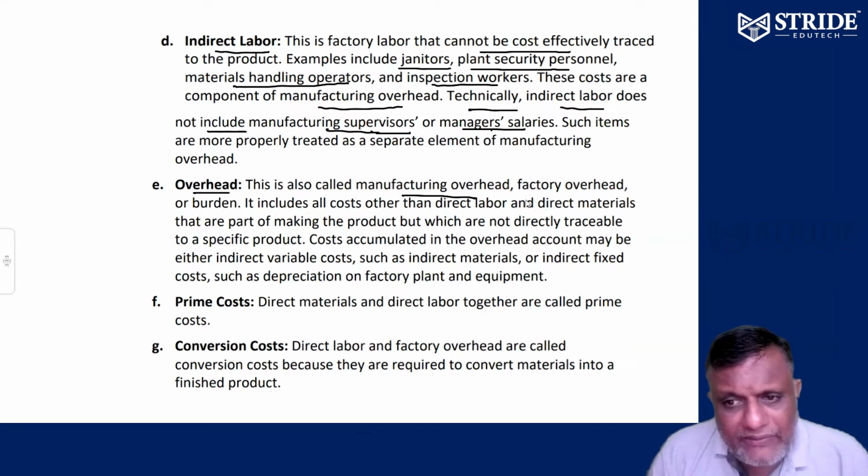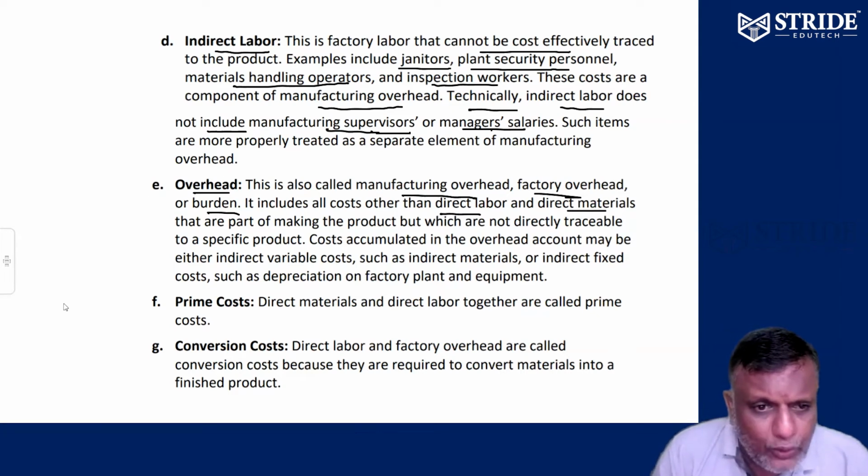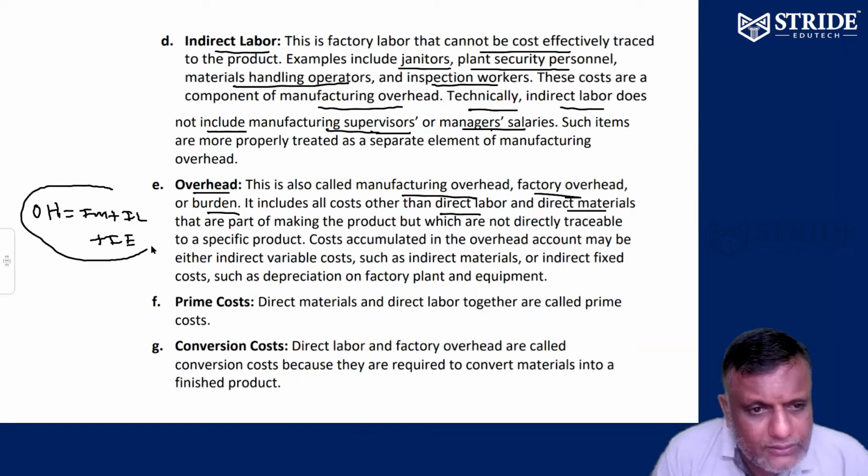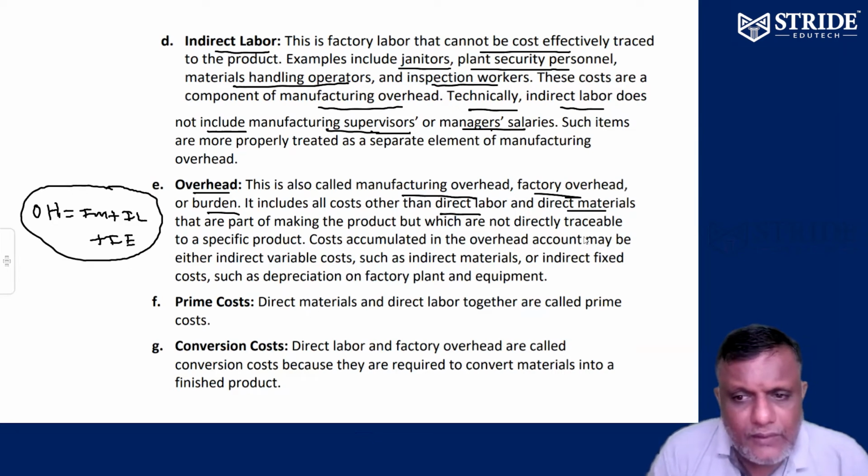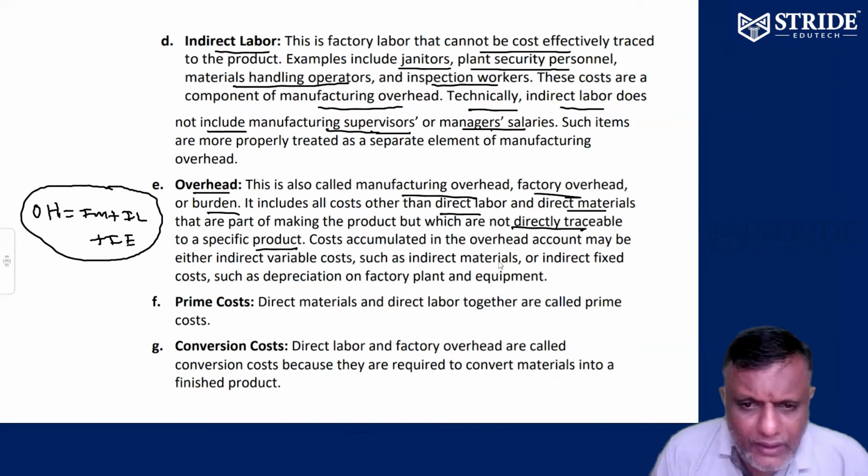So those related overheads you have to charge. Manufacturing overheads, factory overheads, it's a burden. It's a cost other than direct labor and direct material, so it's called overhead. The abbreviation for overhead is OH. OH means overheads: the aggregate of indirect material, indirect labor, and indirect expenses, not directly traceable to the specific product.